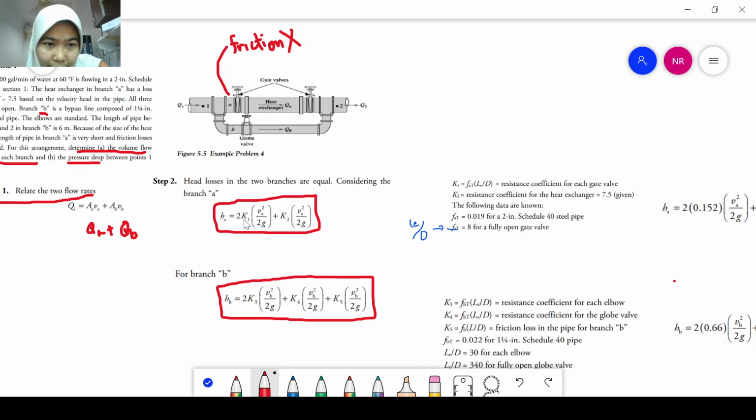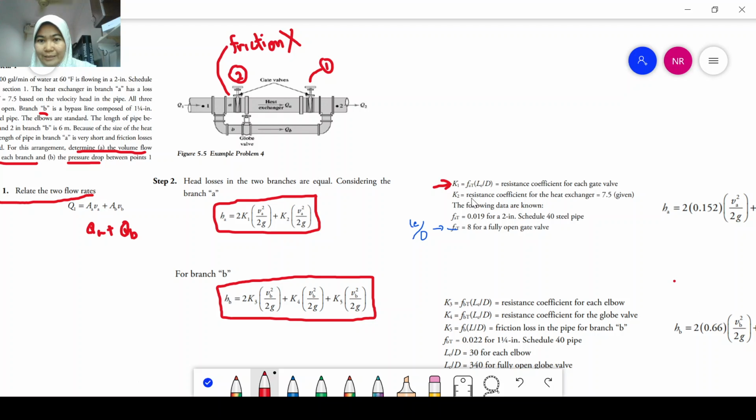So we have 2K1 times VA to the power of 2 over 2g. So where does this come from? This K1 is actually the resistance coefficient for each gate valve. We have two gate valves here, one gate valve and two gate valves, which is why you have 2 in front of this K1.